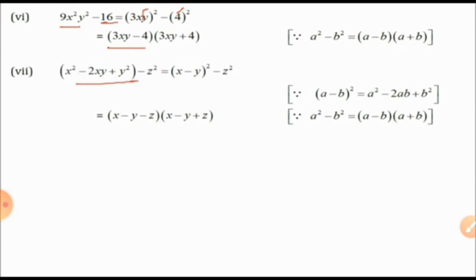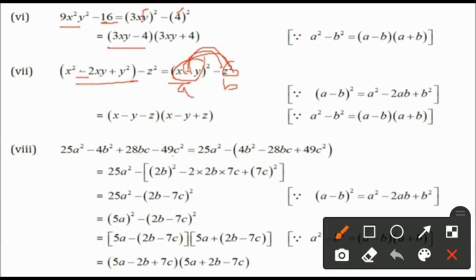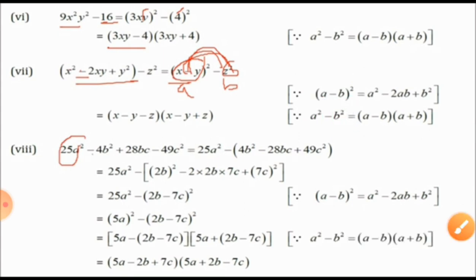7th one, x square minus 2xy plus y square. Which identity are you going to use here? The minus one. (a minus b) whole square is equal to a square minus 2ab plus b square. Is it like that way? Yes, my dear student, it is same like that way. But here (x minus y) square minus z square. Two terms are there, a square and b square. Yes, a square minus b square. Only that use for here. Both are different, isn't it? Here is the whole square and here both are separate. Be careful regarding this one.